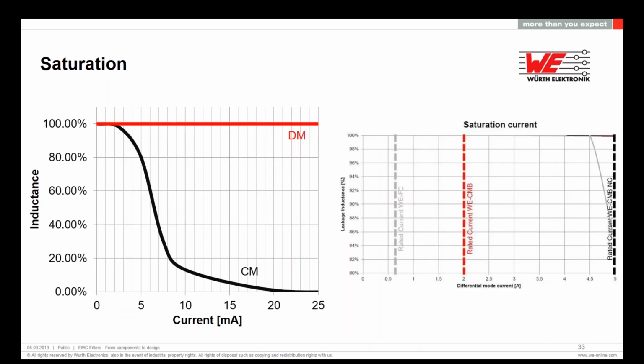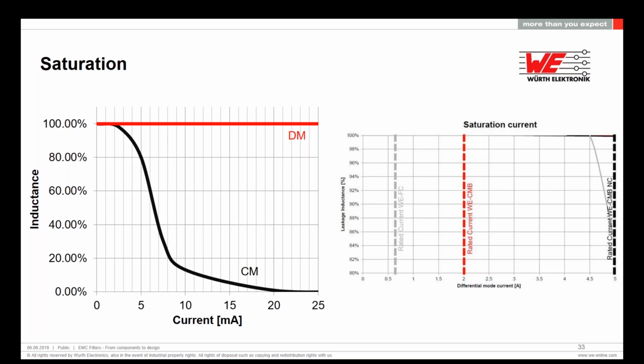So finally, when we talk about saturation, or basically we are not talking about saturation when we talk about the chokes. Saturation is a parameter which has a big presence in the datasheet for power inductors, but we are not mentioning it for the chokes. And the reason is the field compensation.